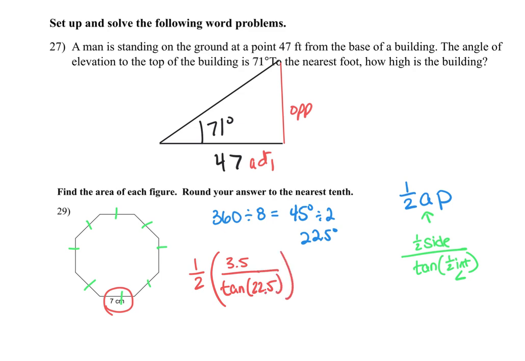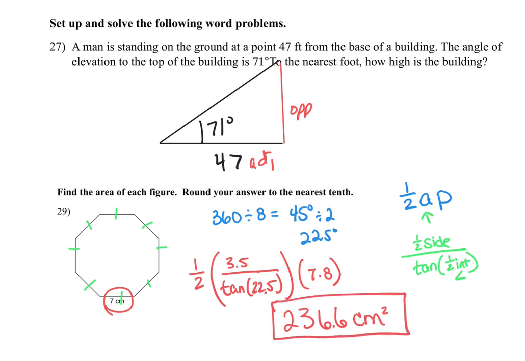Perimeter. Perimeter is my side length times the number of sides. 7 times 8. 7 is my side length. I have 8 sides. And so that is going to give me the area of this particular figure, which when you do it all into your calculator, it wants you to round to the nearest tenth, which is 236.6 square centimeters.